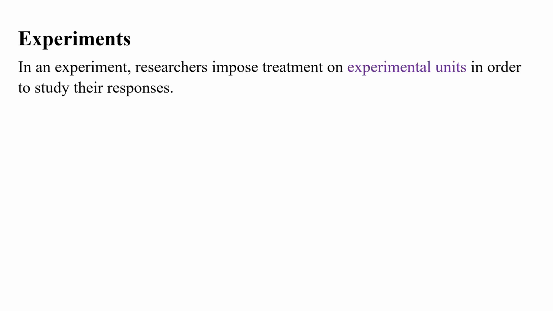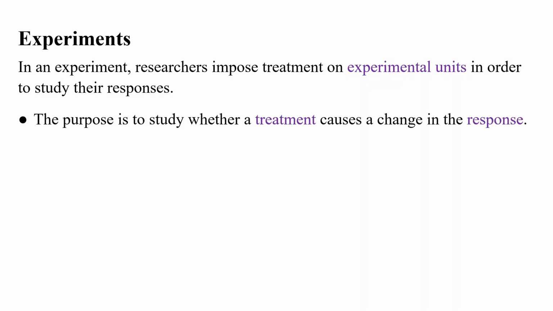The last type of study we are going to talk about is experiments. So I'm just going to give you a brief introduction to experiments now. As I've been saying, we're going to expand on a lot of these ideas in our later sections of notes. So in an experiment, researchers impose some sort of treatment on experimental units in order to study their responses. Okay? Now, the purpose of this is to study whether a treatment causes a change in the response. So through an experiment, that's how we establish a cause and effect relationship.